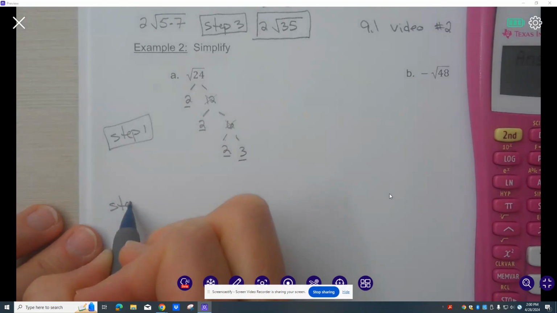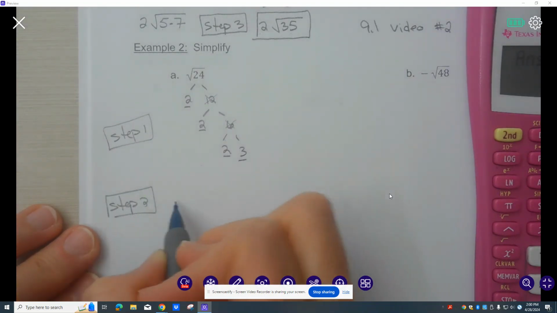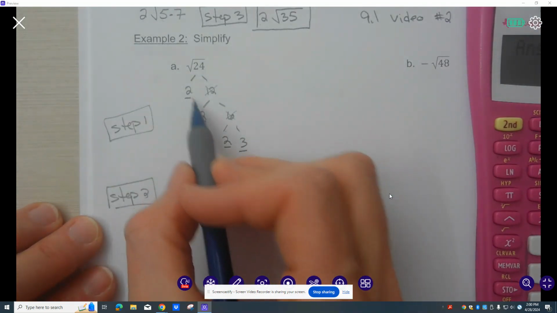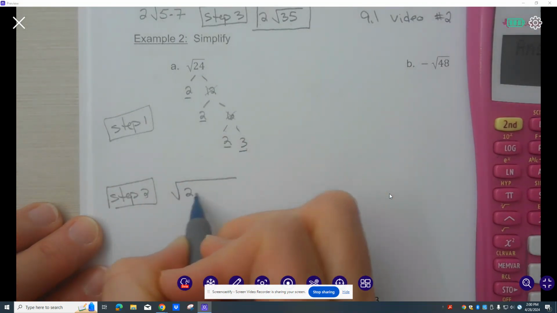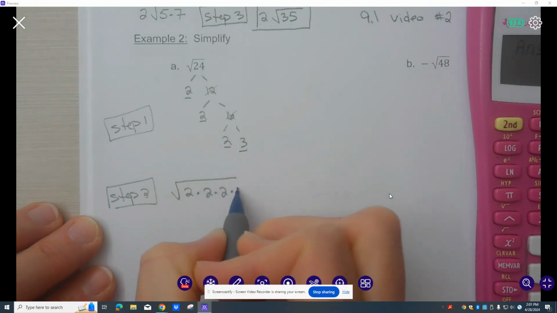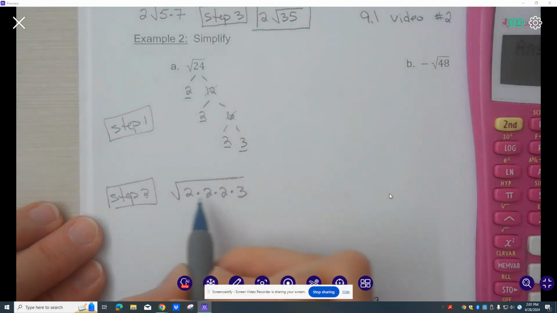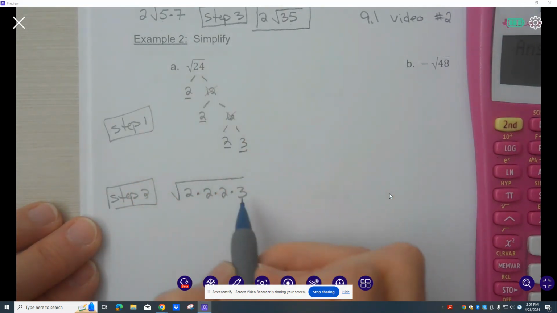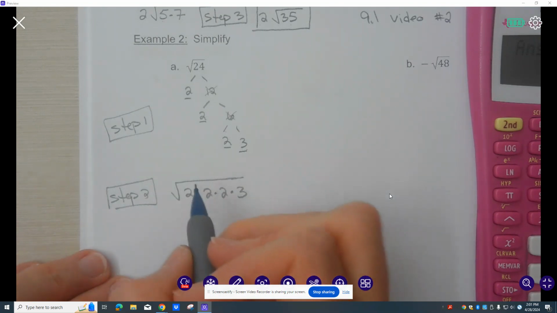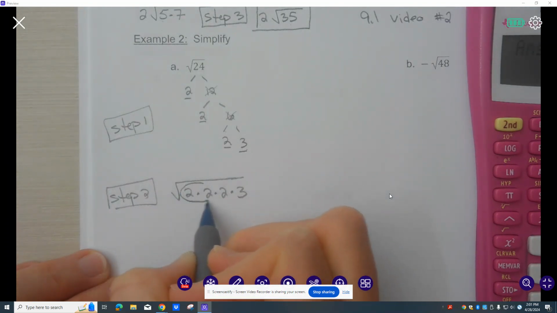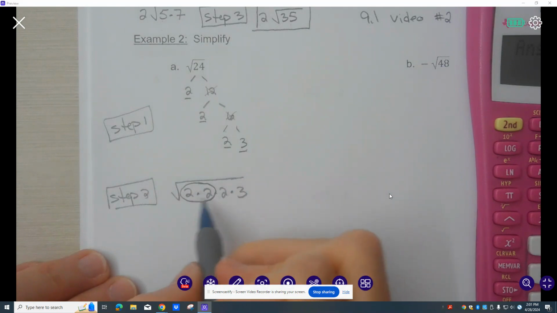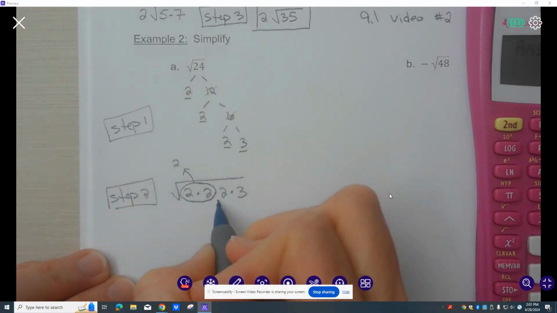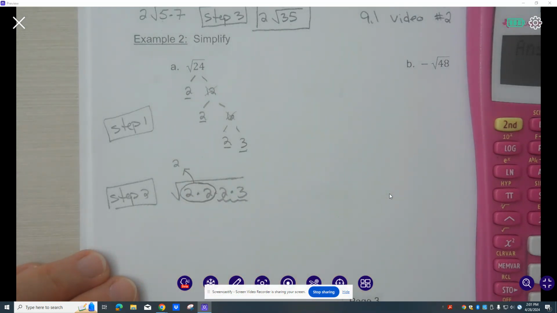Okay, now step 2 is where we're going to rewrite the square root of 24 as the square root of 2 times 2 times 2 times 3. And again, if you put this in your calculator and you factored it correctly, you did the correct factor tree up here, you should get a 24. And then circle your doubles. So there's 2 2s. They break out of jail. Only 1 makes it out alive. This 2 and 3 are stuck.